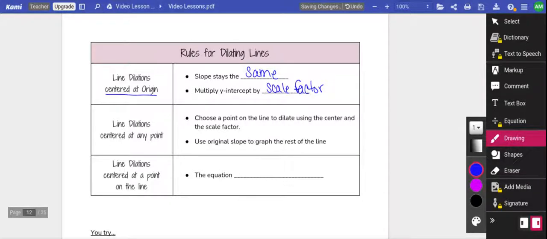If I have a line dilation and it's centered at any point at all, here's our general rule, is that we can choose our point to dilate and use our original slope if we would like to graph the rest of the line. We only technically need to dilate one point. And lastly, the other scenario that we'll find ourselves in is if it is centered in a point that is already on our line. In this case, the equation stays the same.